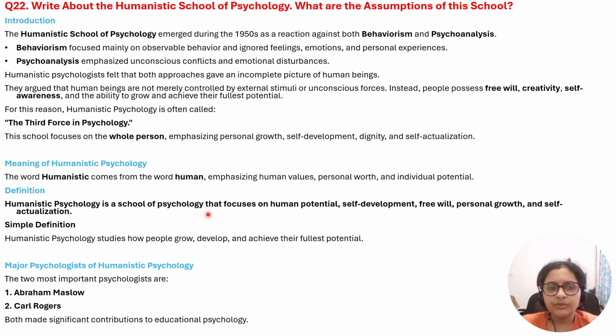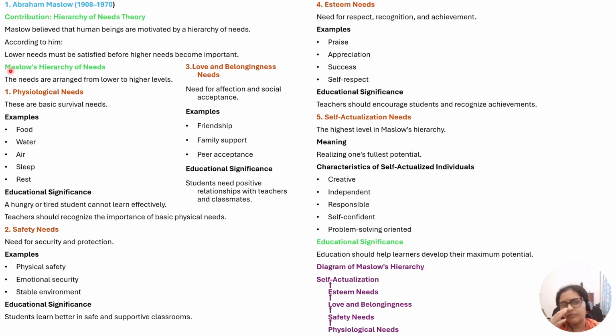What is the meaning of humanistic personality? It comes from the word human. It emphasizes human values, personal worth, that is what we are, and individual potential. So, humanistic psychology is a school of psychology that focuses on human potential, self development, free will, personal growth, and self actualization. So, Abraham Maslow and Carl Rogers are pioneers of this humanistic psychology. What did Abraham Maslow tell?